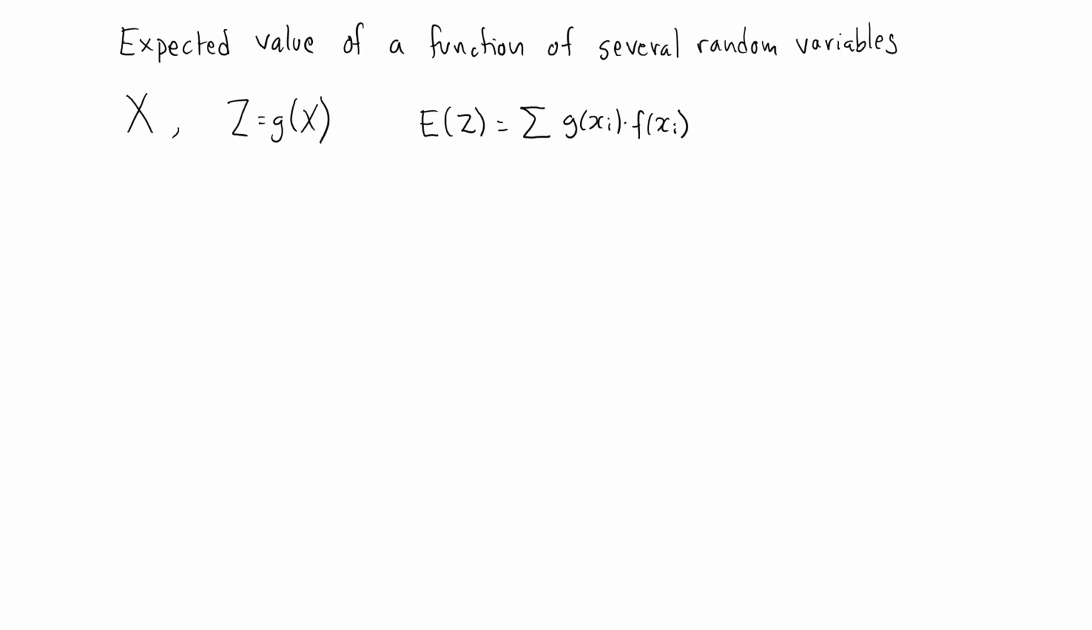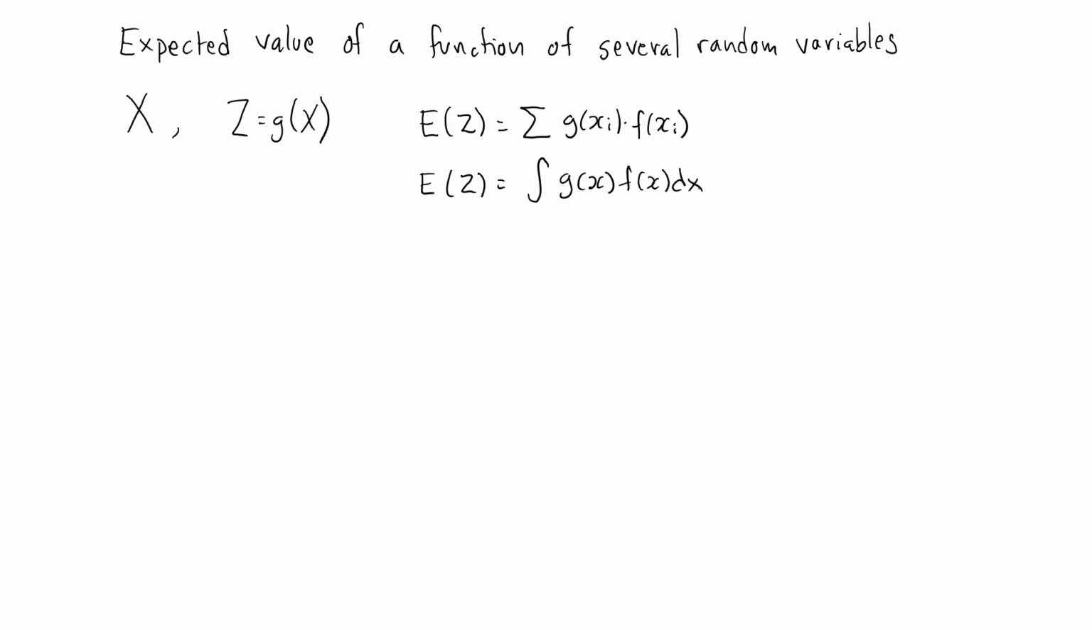If x is a continuous random variable, then the expected value of z becomes an integral instead, g of x, f of x dx. This is really nice because I don't need to do the work of figuring out the entire probability mass function or probability density function of the z random variable.